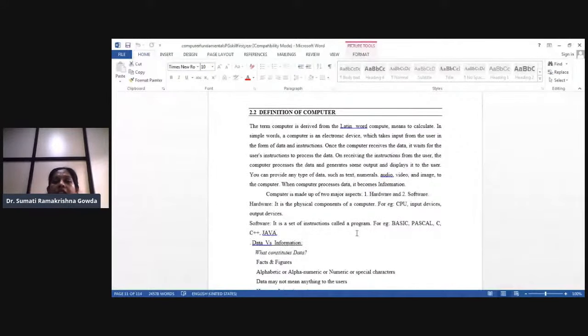On receiving the instructions from the user, the computer processes the data and generates some output and displays it to the user. You can provide any type of data such as text, numbers, audio, video, and image to the computer. When a computer processes data, it becomes information.